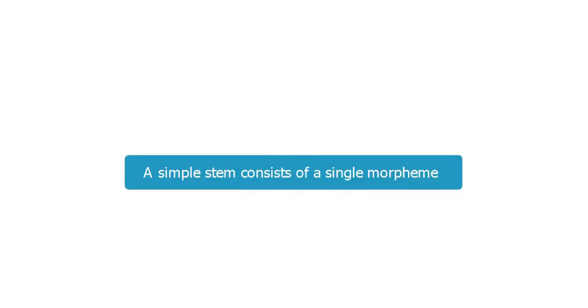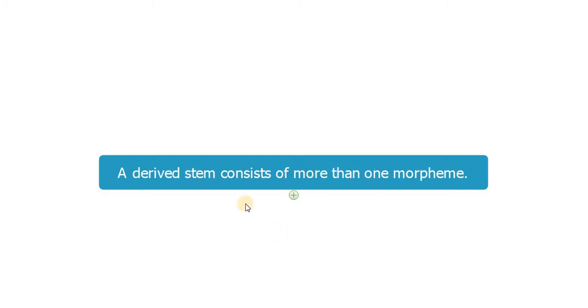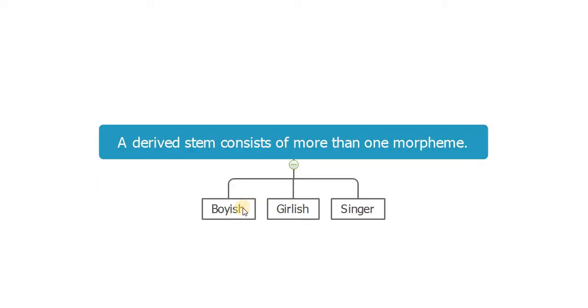So, these are all single morphemes and these are all simple stems. A simple stem consists of a single morpheme. Now, a derived stem consists of more than one morpheme. So, if a stem consists of more than one morpheme, then it is a derived stem. Examples would be boyish, girlish and singer.